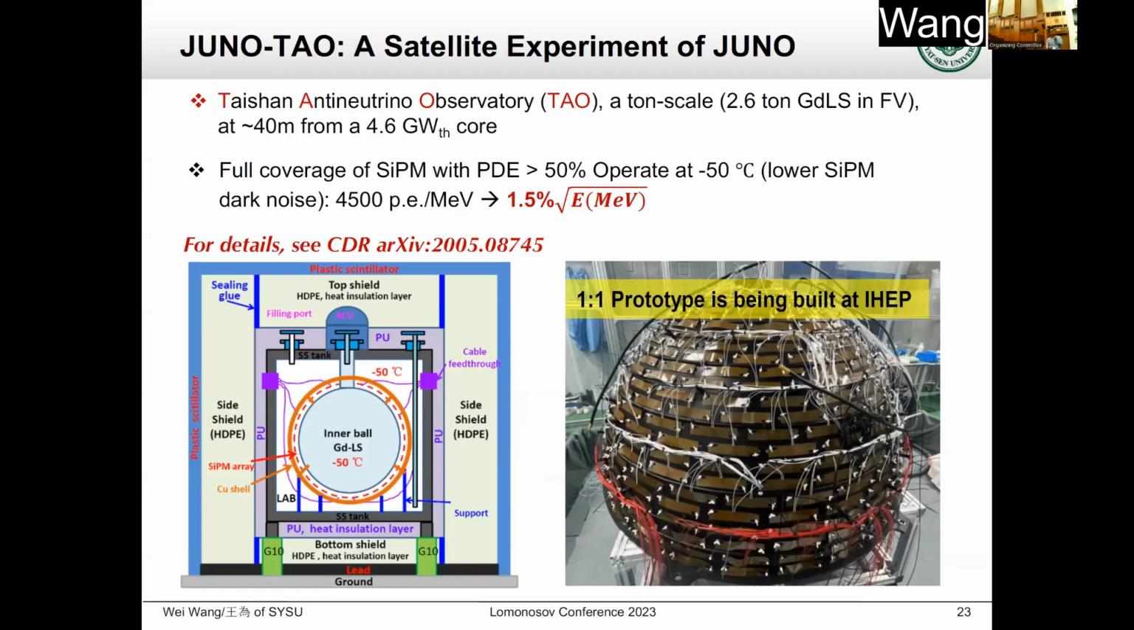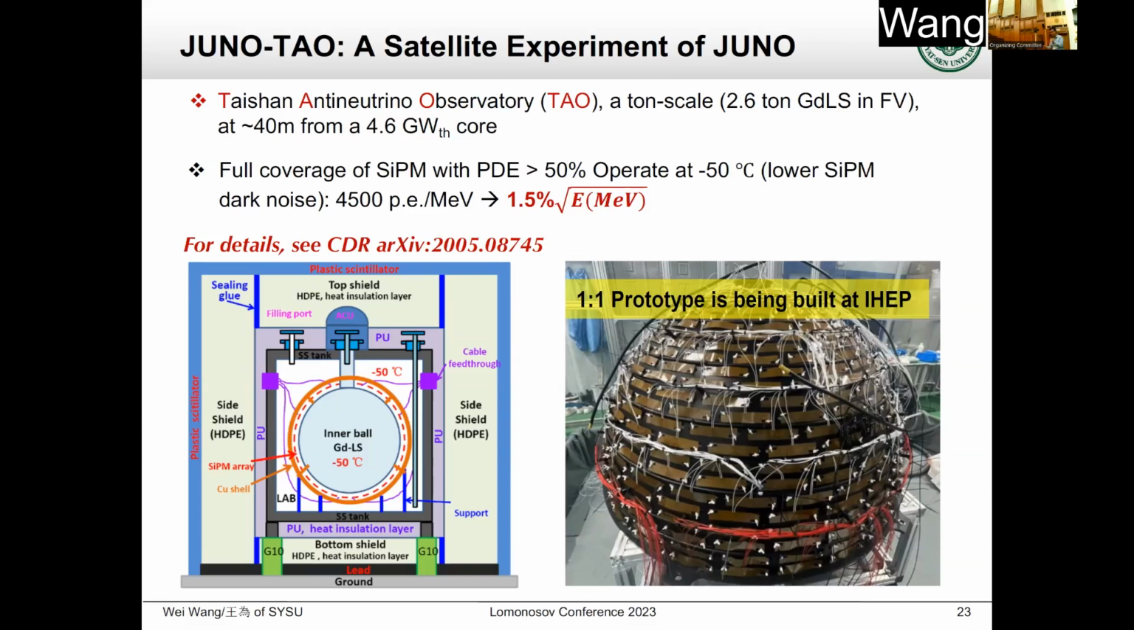The key to reach this is, one, to have high light yield liquid scintillator, and two, to collect all the photons emitted by the liquid scintillator. There's not much space in liquid scintillator anymore, but there is space in collecting the light. So we are using silicon PM to cover the whole surface of this small ball.